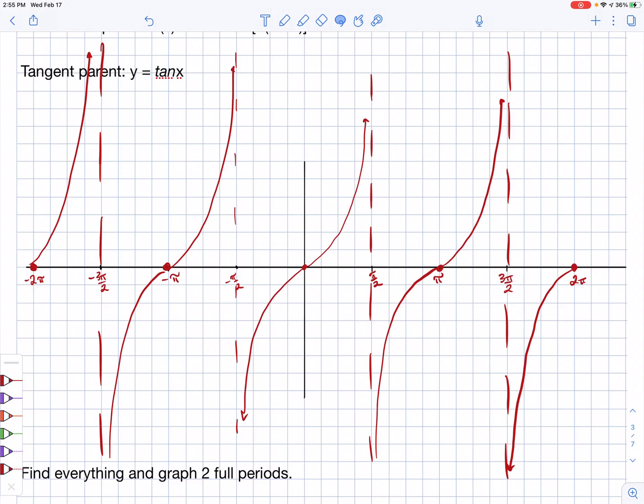Hey folks, wanted to walk you through the domain of a tangent function really quickly. I've drawn here multiple periods of my tangent parent. So you'll notice that this is the one that we drew for today.